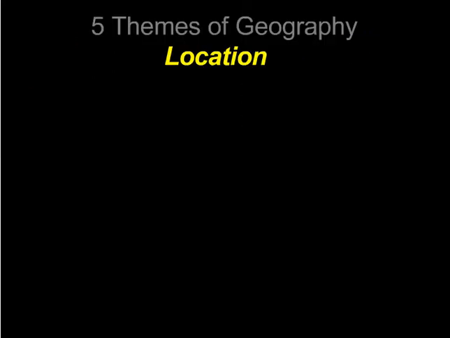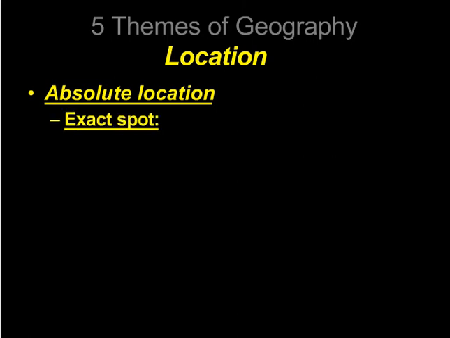There are 2 main ways we can look at location. First off, absolute location. Key to absolute location is that it marks an exact spot on Earth's surface. Think of this like Battleship. I haven't played Battleship in a while, but B3 marks an exact spot on the Battleship game.